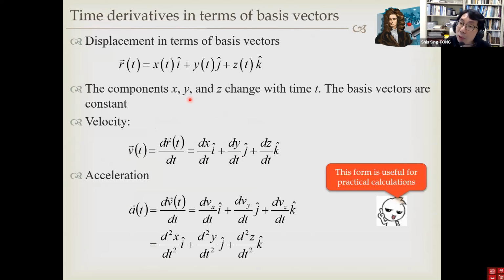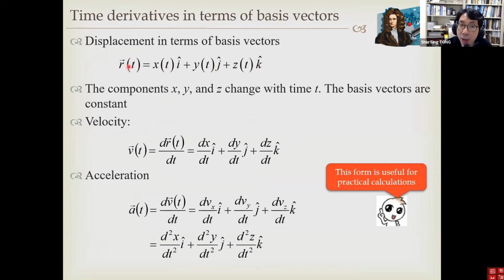Now, how to calculate that? How do we find the velocity and the acceleration by using vectors? Well, the answer is surprisingly easy, because we can denote the position of the object by its components, right?